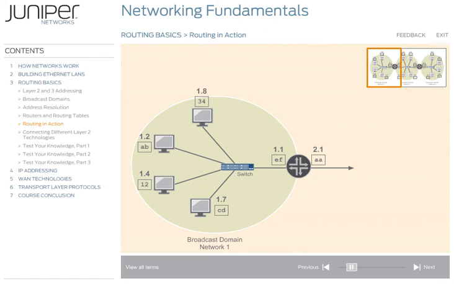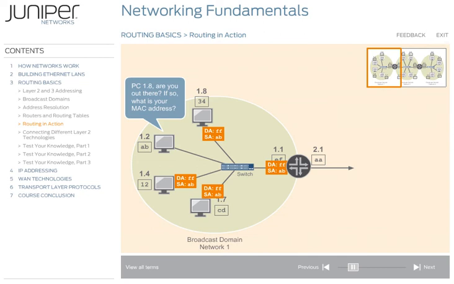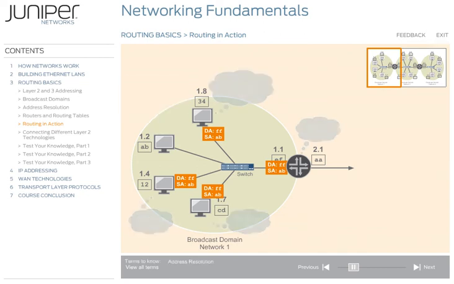In the previous example, when PC 1.2 wanted to send data to PC 1.8, the sending PC's network portion was the same as the destination PC's. Therefore, PC 1.2 simply sent out an address resolution request to determine PC 1.8's MAC address. Remember that an address resolution request is sent to the broadcast MAC address, so all devices in the broadcast domain receive this request, including the router.